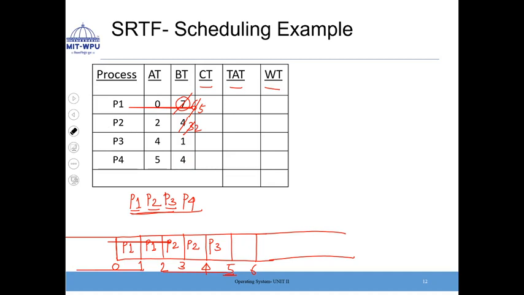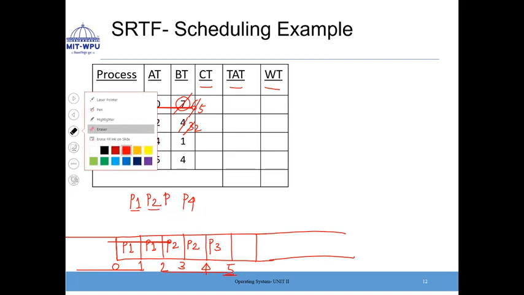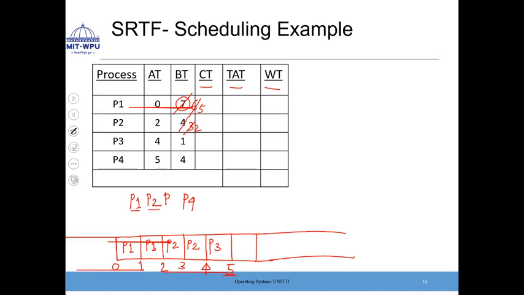So by the time 5, P4 has arrived, and we have to compare the burst time of all these processes. P1 has burst time 5, P2 has 2, and P3 has already completed its task, so it will come out of the ready queue. Now let us check the available processes. These are P1, P2 and P4. The burst time of P1 is 5, of P2 is 2, and of P4 is 3.